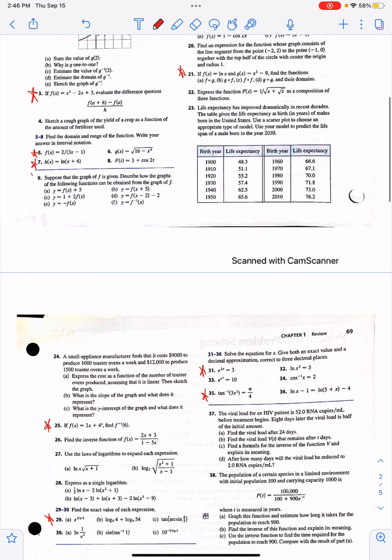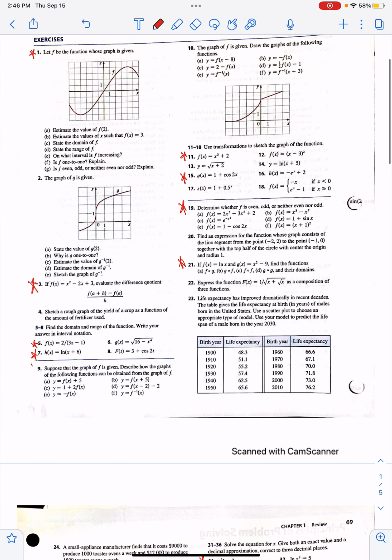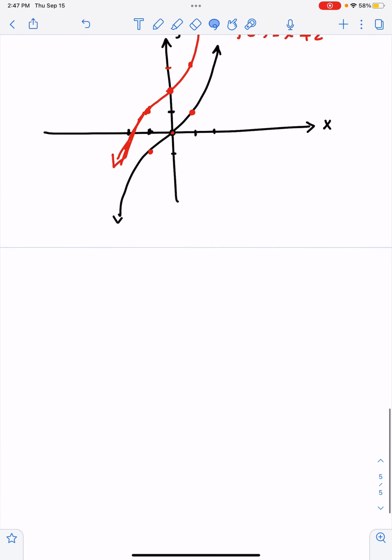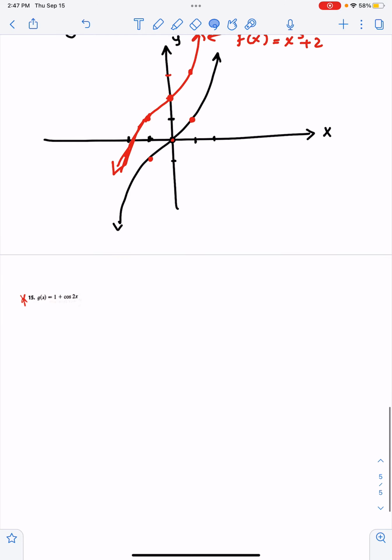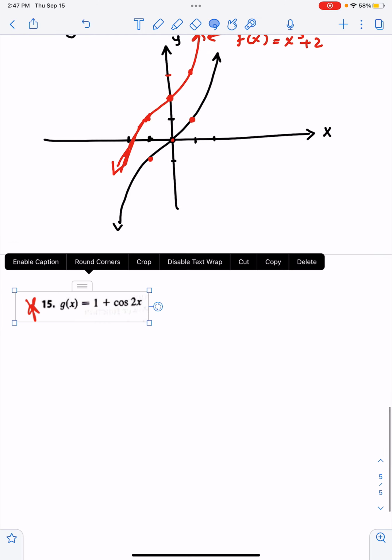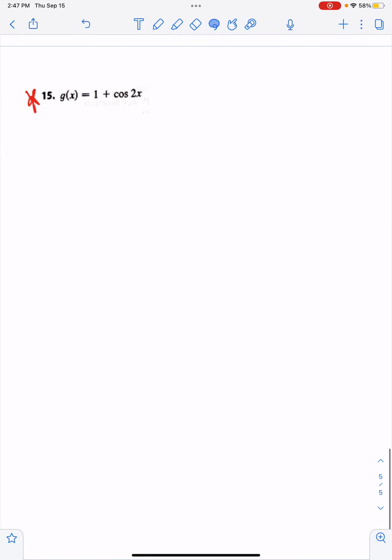The next problem we are doing is number 15. So you need to use transformations for this one as well. Let's just start with the parent function cosine of x, then think about cosine of 2x, and then adding 1 at the end.